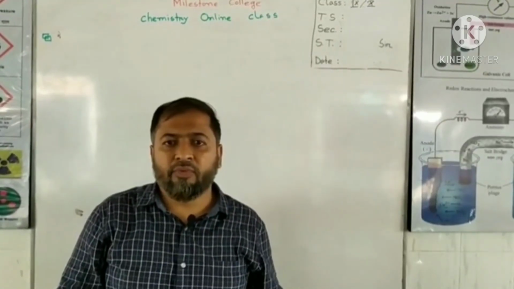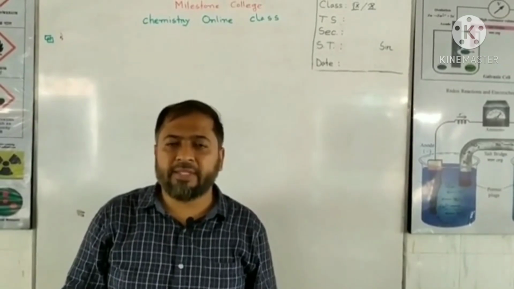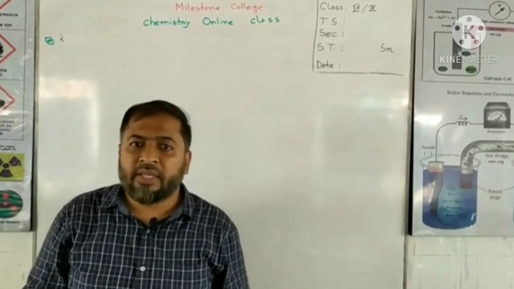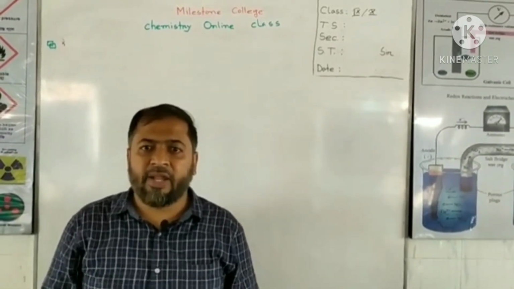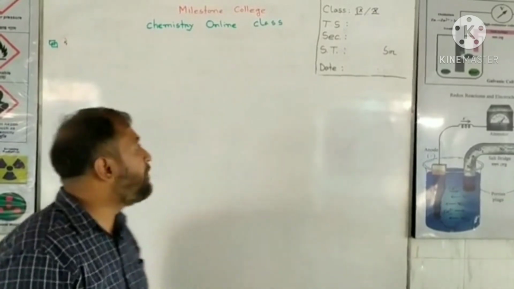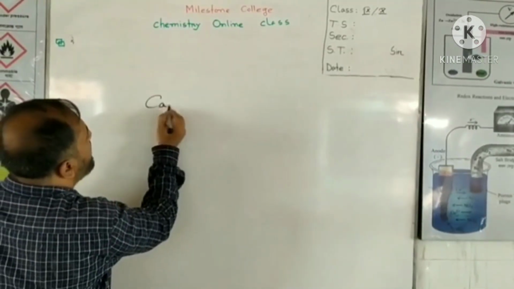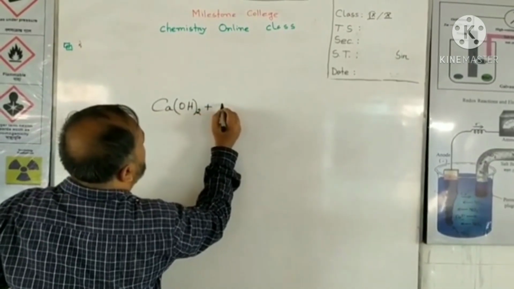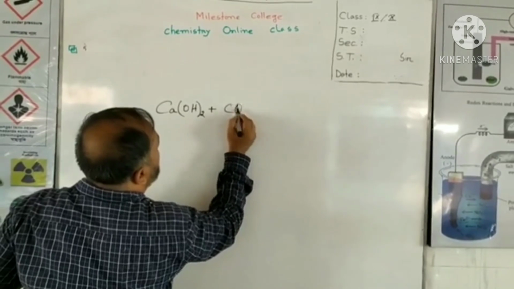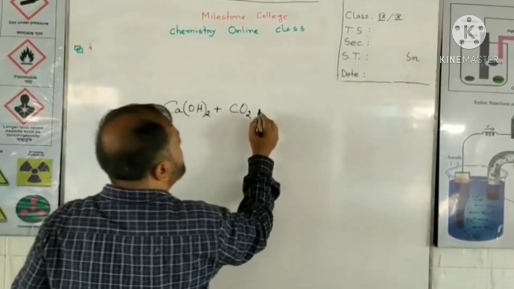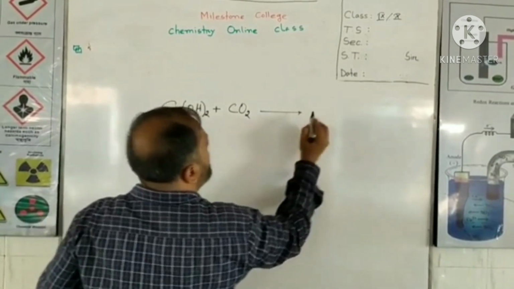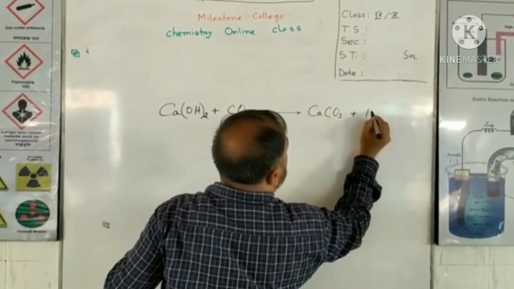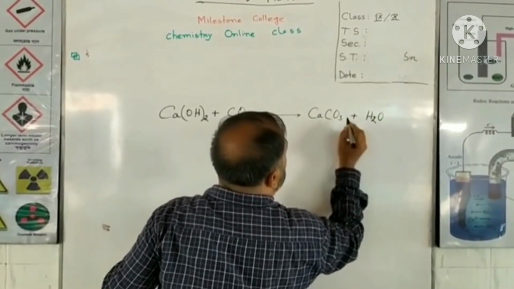Now students, I am going to show you what happens when we add carbon dioxide gas to lime water. As we know, lime water is water with calcium hydroxide. I am going to write down the reaction. You can see the board. Calcium hydroxide plus carbon dioxide produces calcium carbonate and a water molecule.